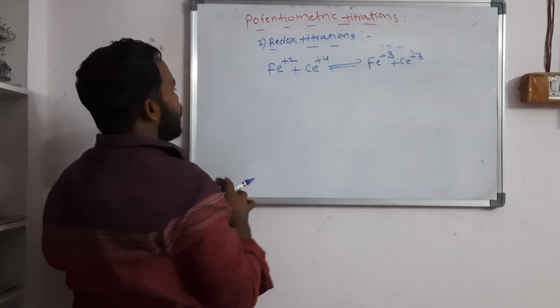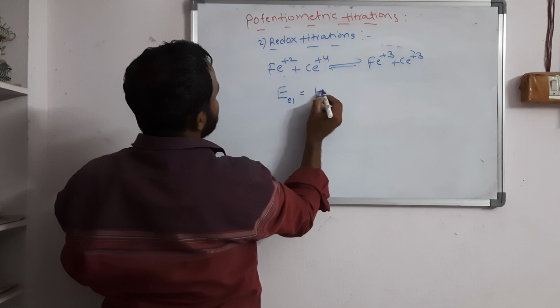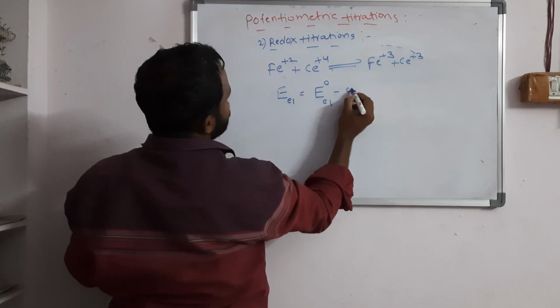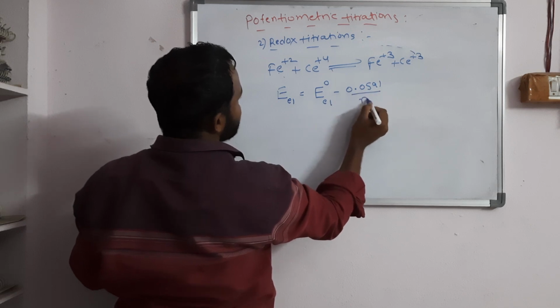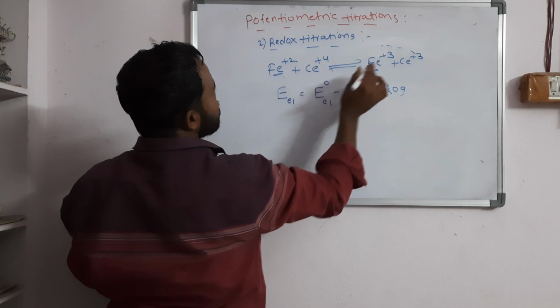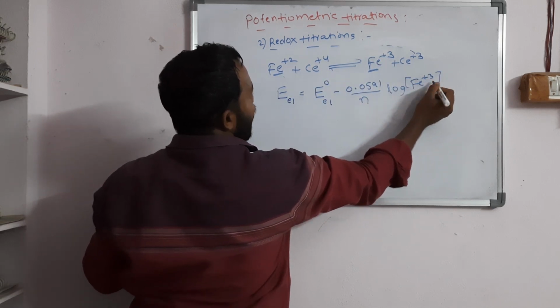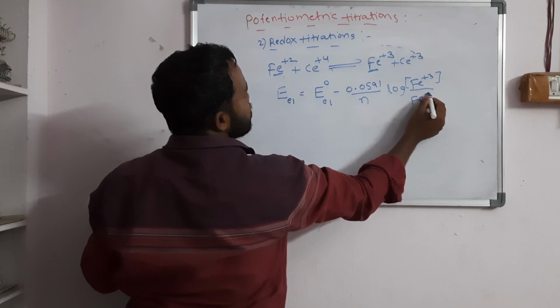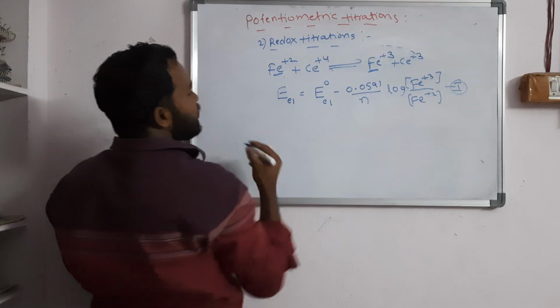First I am going to write the Nernst equation: E electrode is equal to E naught electrode minus 0.0591 by n into log of concentration of products, iron plus 3 concentration by iron plus 2 concentration. So this is equation number 1. I am going to write separate equations for those.